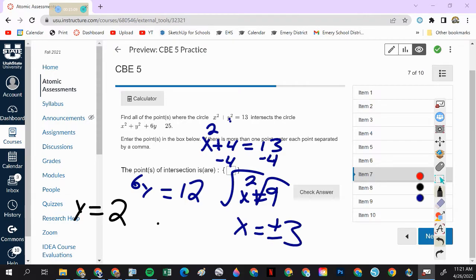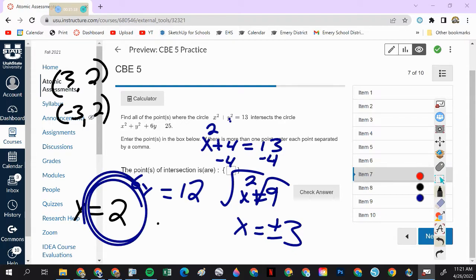So what are the solutions? 3, 2 and negative 3, 2. When I plugged in the y value of 2, I ended up with 2 x values, which means there are 2 intersection points. 3, 2 and negative 3, 2.